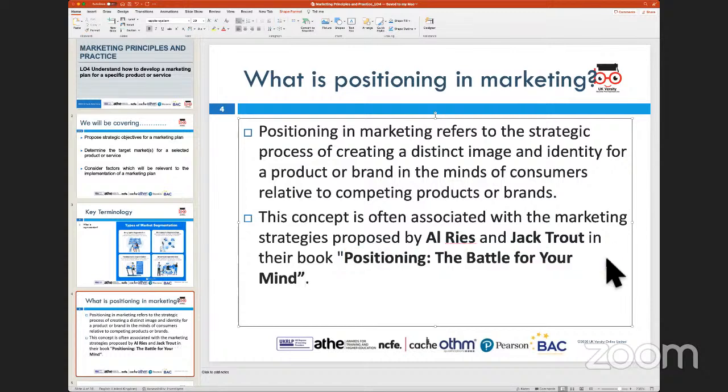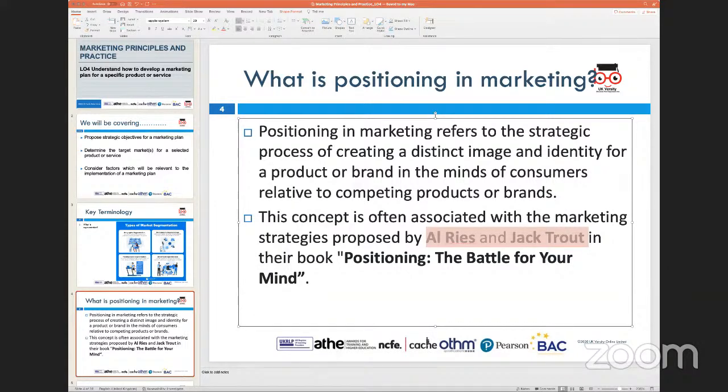And they wrote this book, and in this book, they created this positioning framework that allows companies to position their products in the minds of consumers. Now, what was this framework? When we talk about positioning, there are two concepts that you need to understand, for the purposes of understanding how a company would look at positioning a product in consumers' minds.